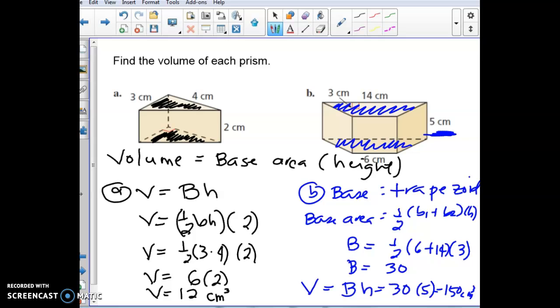So in summary, you can find the volume by using the formula base area times the height of the prism, and you have to adjust this portion depending on the shape of the base of your prism.